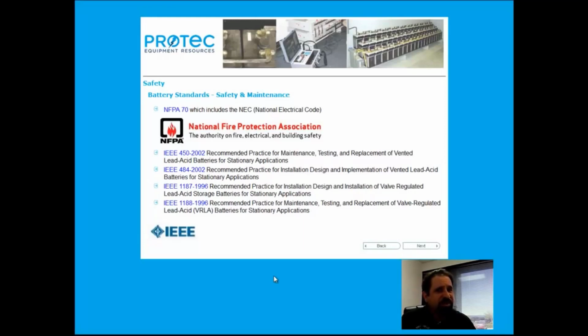The IEEE 450, which is the recommended practice for maintenance, testing, and replacement of vented lead-acid batteries in stationary applications. 484, the recommended practice for installation, design, and implementation of vented lead-acid batteries for stationary applications. 1187, recommended practice for installation, design, and installation of valve-regulated lead-acid storage batteries for stationary applications. And finally, 1188, the recommended practice for maintenance, testing, and replacement of valve-regulated lead-acid or VRLA batteries for stationary applications.